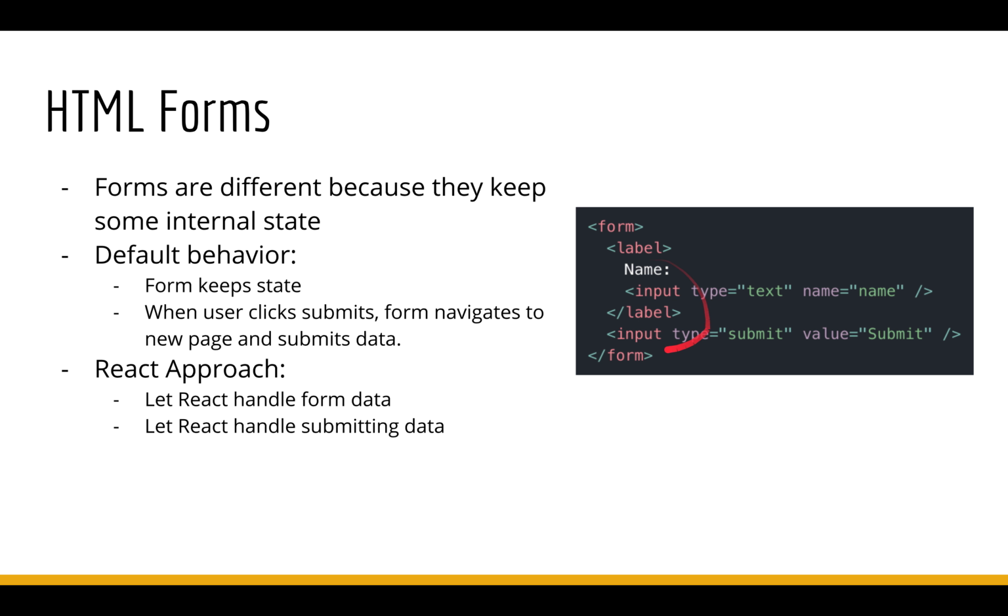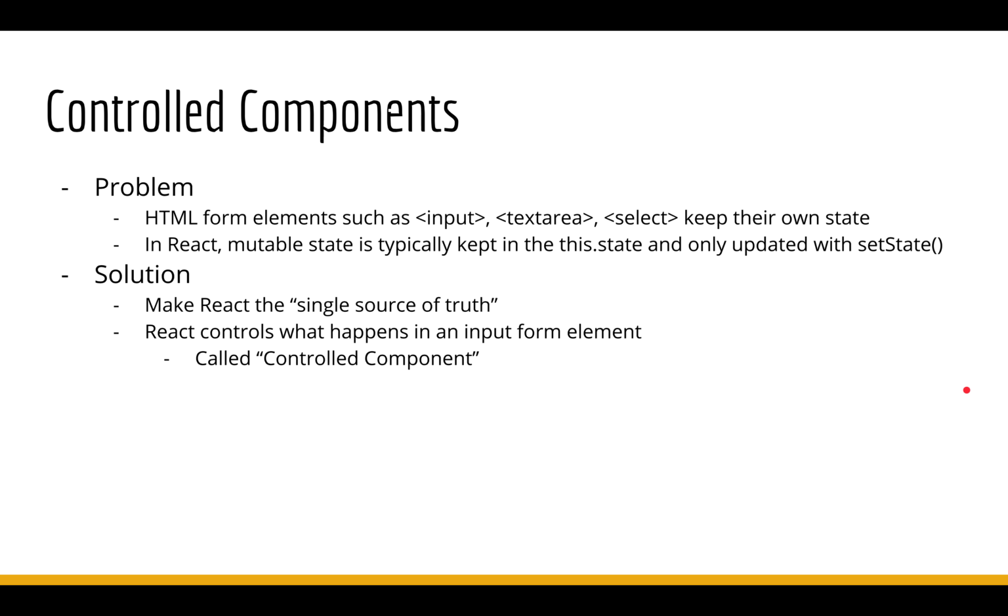So we're going to learn how we can use React to manage a form instead of just having the default behavior. And so this introduces the idea of controlled components. To understand controlled components, we'll rehash quickly the problem that I just stated. The problem is essentially that HTML form elements such as input, textarea, and select keep some internal state. And in React, any type of mutable state should really be kept inside of this.state and only should be updated with setState. So this is all inside of the actual component. And so these are obviously at odds with each other. You can't let HTML form elements handle their own state and let React handle the state. You can only really pick one of these.